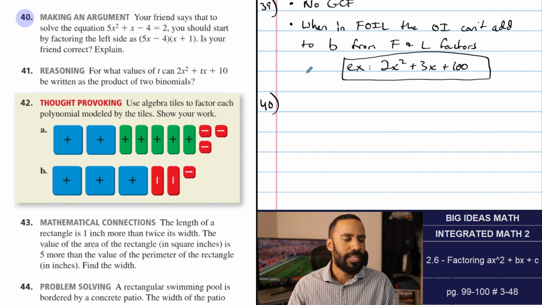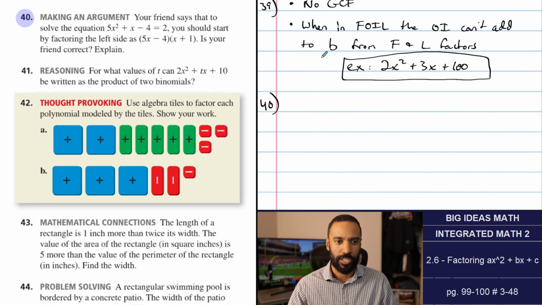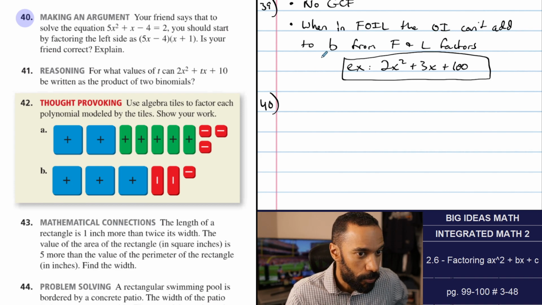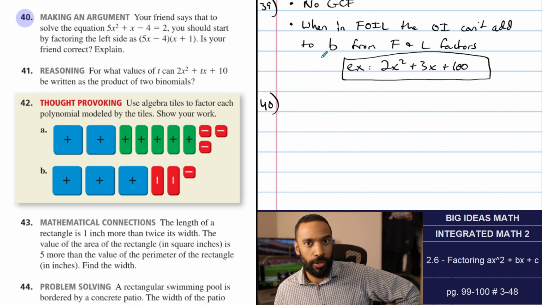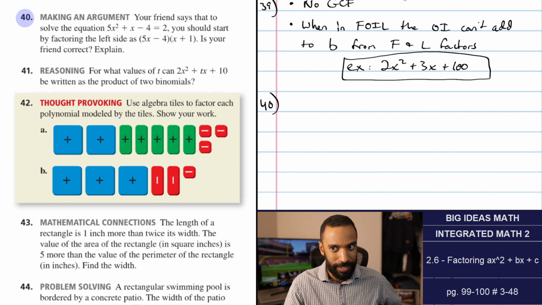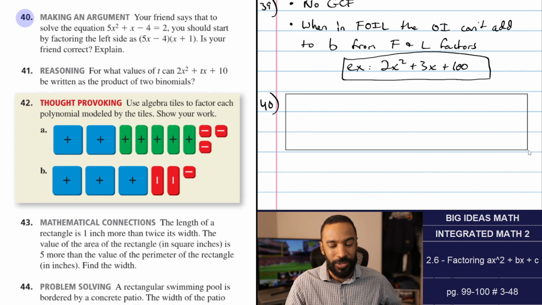All right, your friend says that to solve the equation 5x squared plus x minus 4 equals 2, you should start by factoring the left side. Is your friend correct? Explain. Well, your friend's not correct because you should set it equal to 0 to solve using the zero product property. Now, they're not asking us to factor and solve it, so I'm not going to do that.